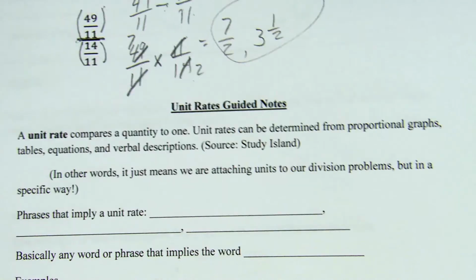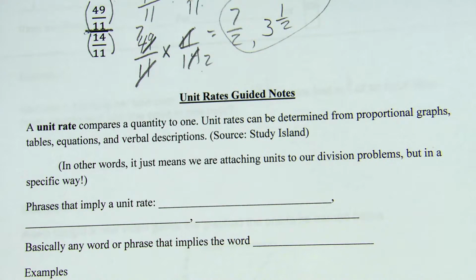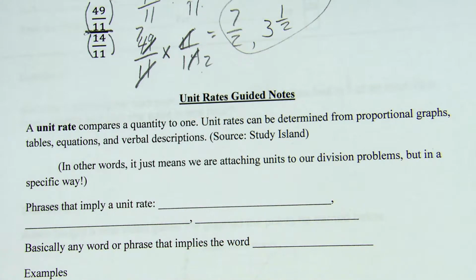So the unit rate. A unit rate compares quantity to 1. Unit rates can be determined from proportional graphs, tables, equations, and verbal descriptions. And that's the Study Island definition. In other words, it just means we're going to start attaching units to our division problems. But we have to do it in a very specific way, because math is very specific with lots of things, I'm sure you're aware of now, and this is no exception.